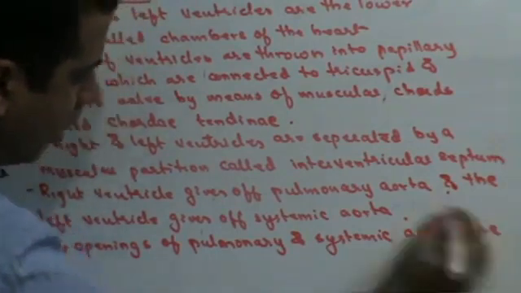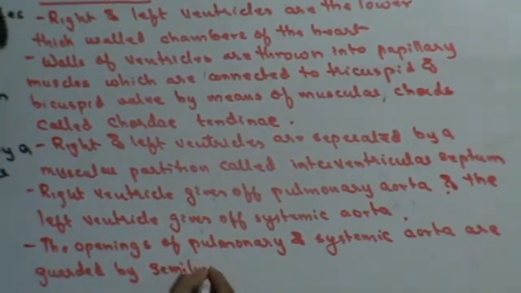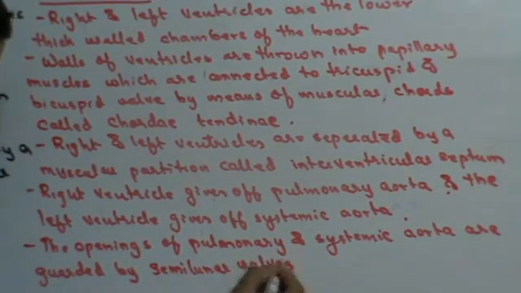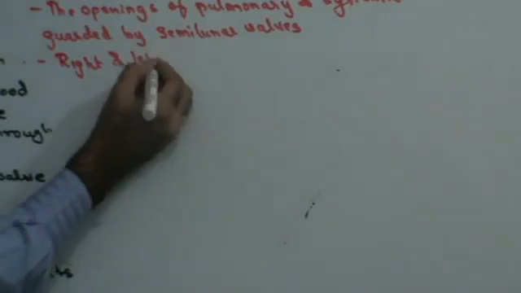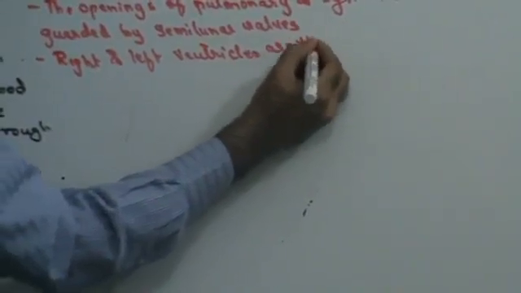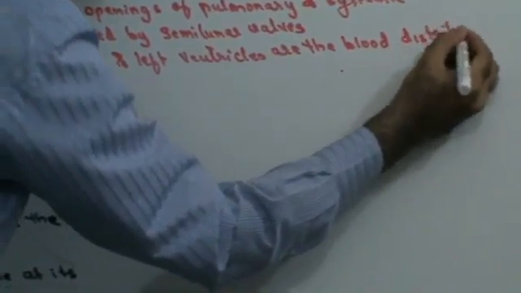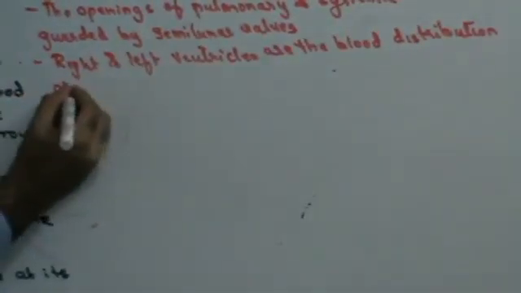The openings of the pulmonary and the systemic aorta are guarded by semilunar valves. Fine. The right and the left ventricles are the blood distribution chambers.